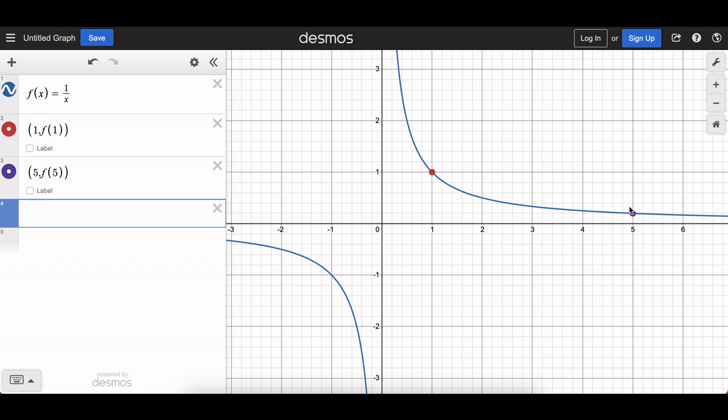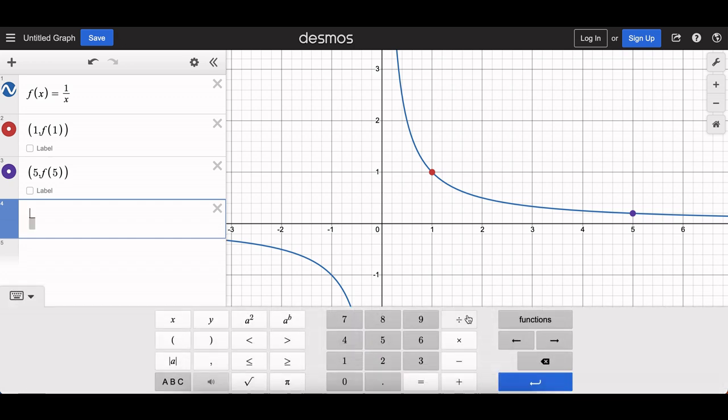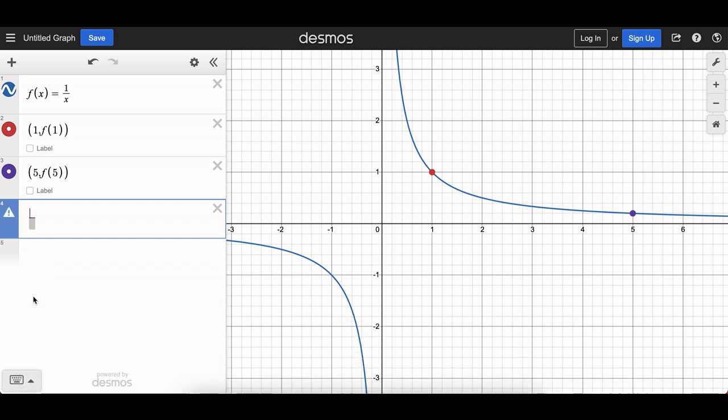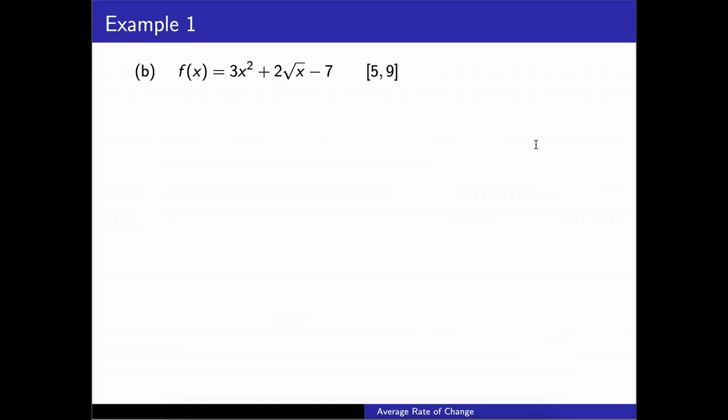What we want to do is calculate the slope of the line that connects these 2 points. It's actually really easy to do in Desmos because we can set everything up in one line. We can either hit the slash to set up a fraction, or in the keypad, we can hit division, and that'll set up a fraction as well. If we type in f of 5, which is going to be 1/5, minus f of 1 all over 5 minus 1, we get negative 0.2, and we can change that into a fraction as negative 1/5.